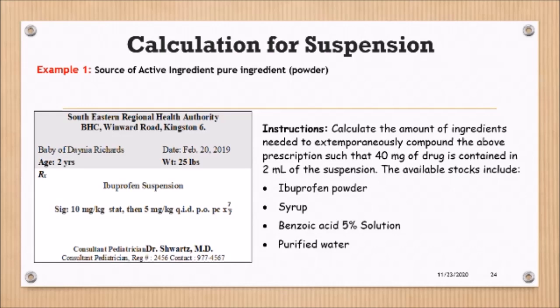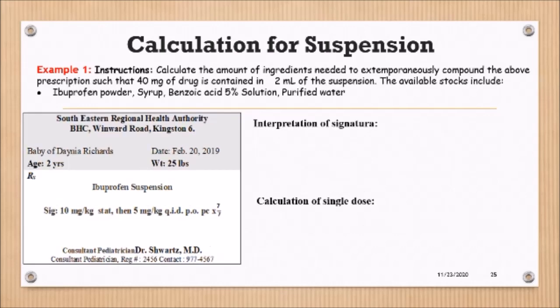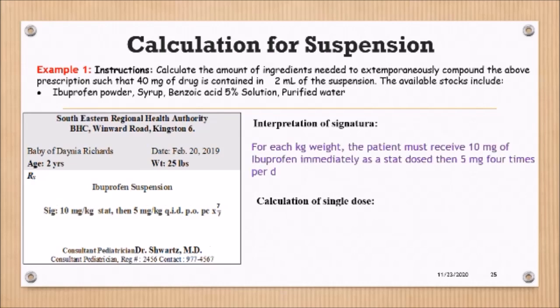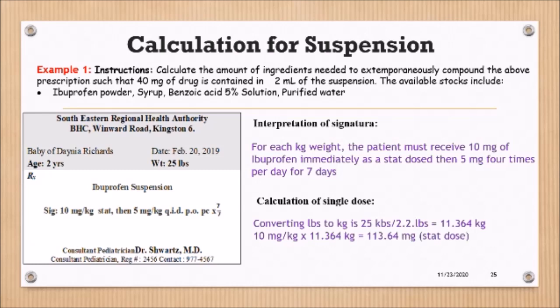so let's get to it. The first thing that we ought to do is to interpret the Signatura. And it says here that for each kilogram, the person is to get 10 milligrams as a start dose, and then 5 milligrams for each kilogram for the second part of the dosing regimen. And that is given over 7 days. So in calculating the single dose, we have to convert the pounds to kilograms, and that is going to be 113.64 milligrams, which you all know how to work already.